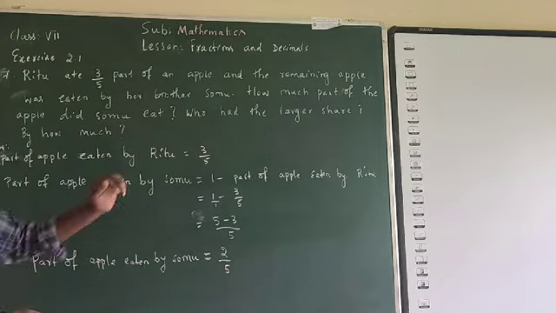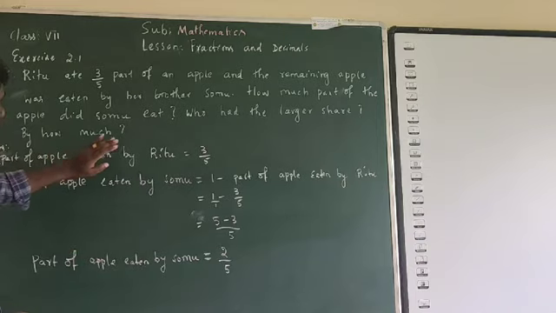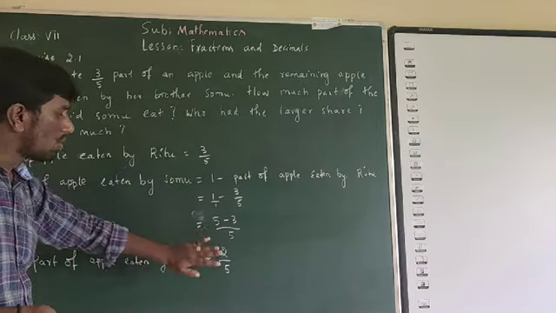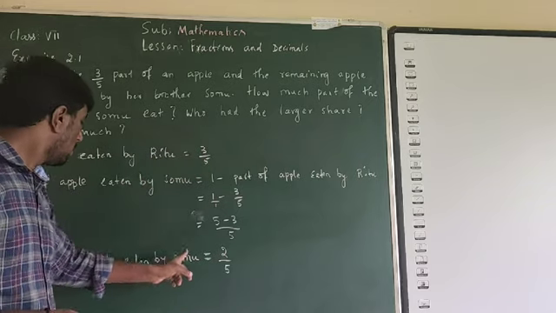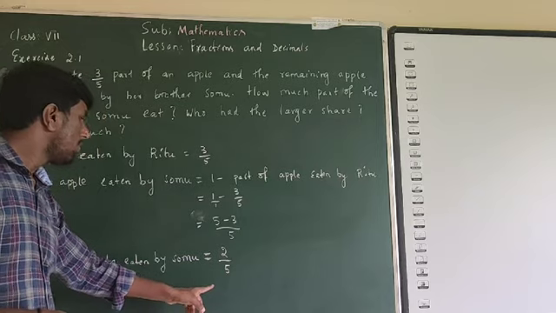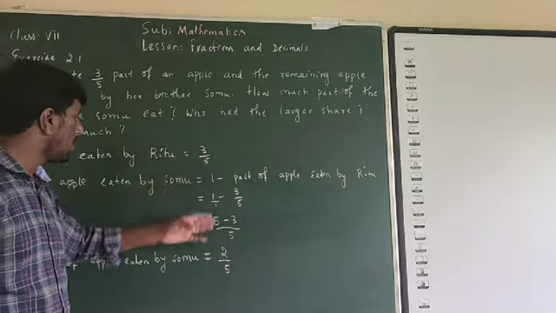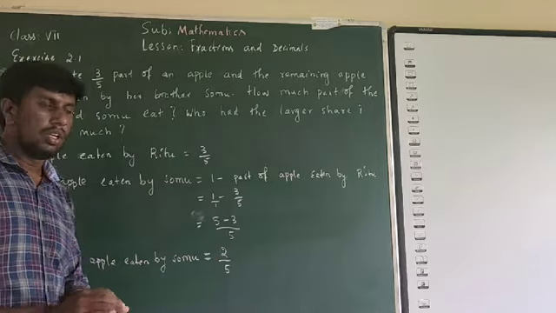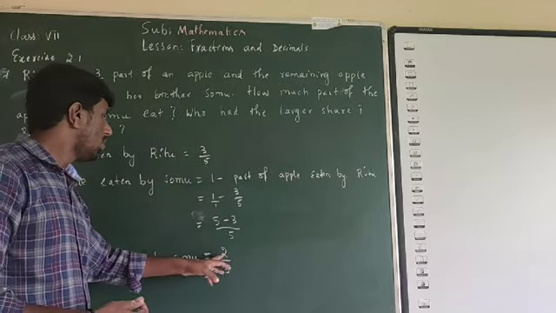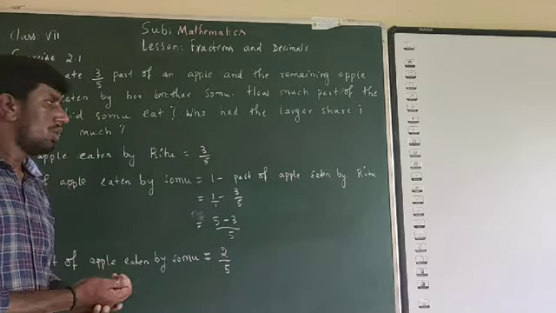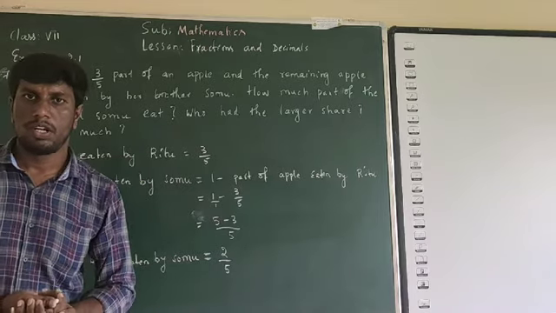The next question: who had the larger share? Either Ritu or Somu. Ritu's share is 3 by 5. Somu's share is 2 by 5. We should compare these two fractions. It's very easy. The denominator is common, it is like fraction. Since the denominator is common, I can compare the numerators 3, 2. So 3 will be the greater. So definitely Ritu's share will be the larger share.